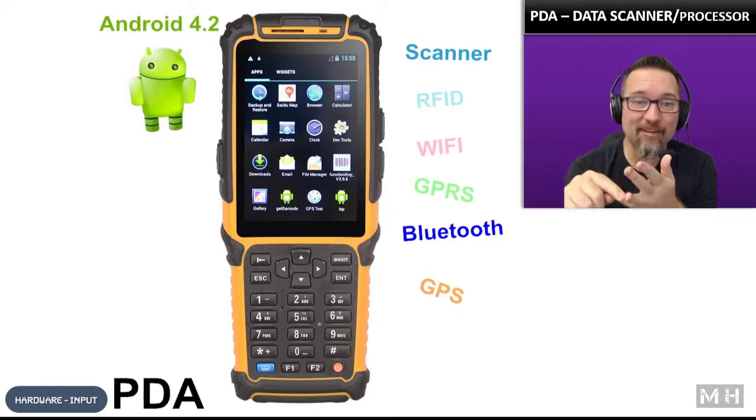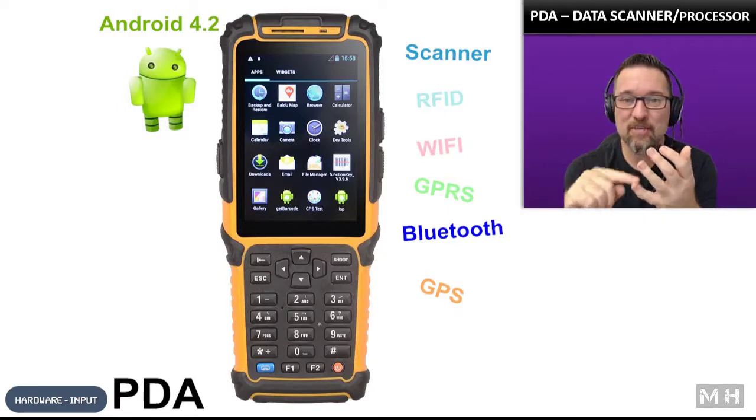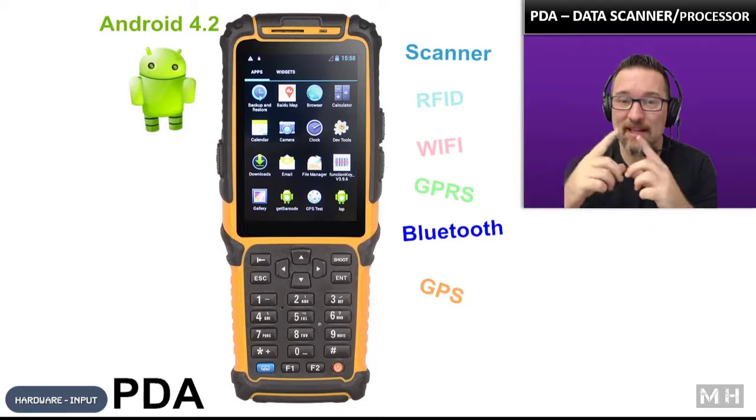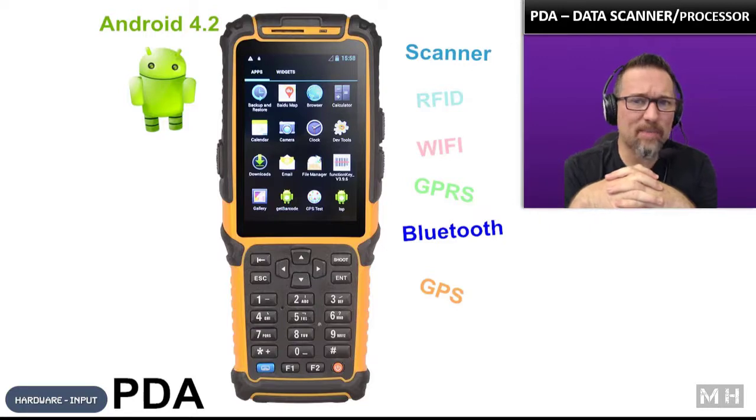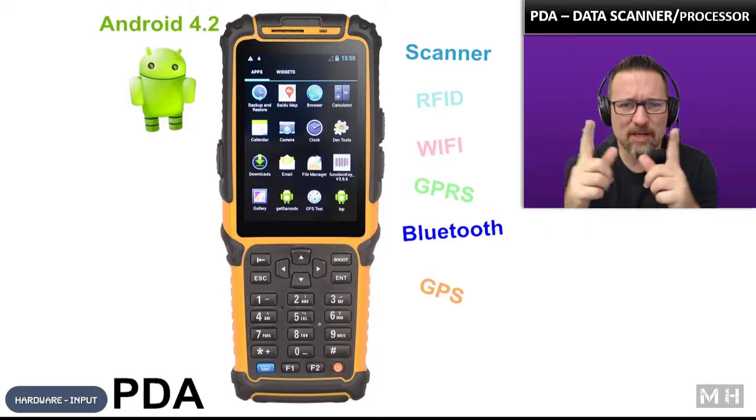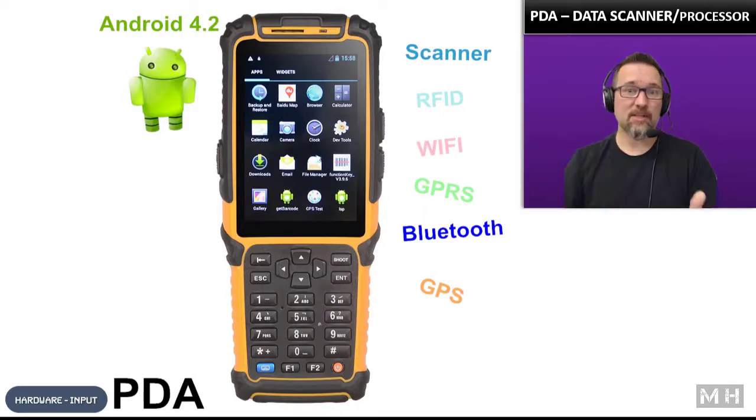It's got Wi-Fi, so it can connect online and upload and download data. It's got a GPRS, so it can actually use a satellite to detect a location, Bluetooth for short-range data transmission, and GPS as well, which also works with your GPRS. Actually, GPRS is General Packet Radio Service, and that's for radio frequency communication. GPS is Global Positioning System.